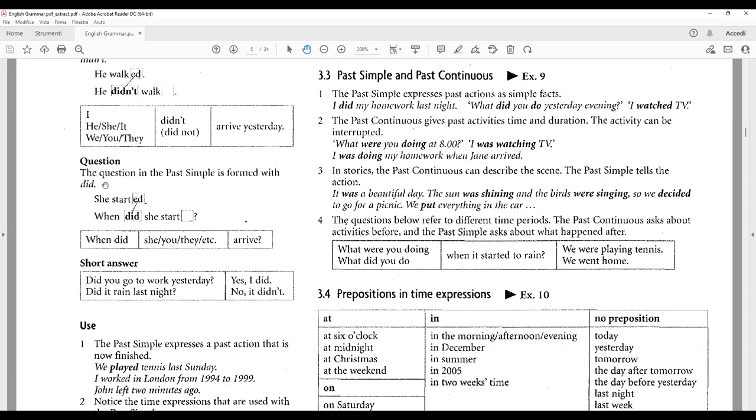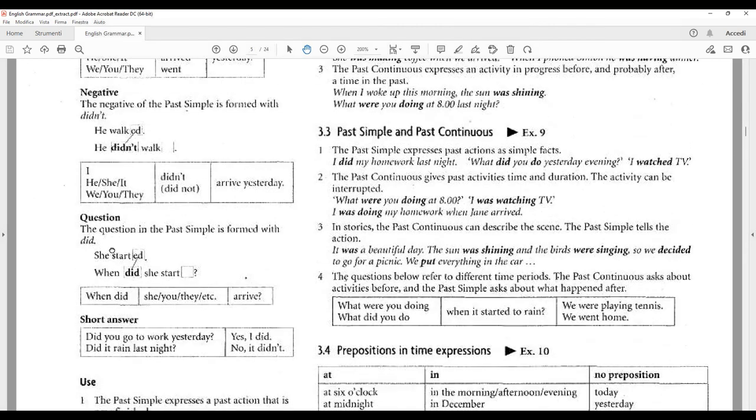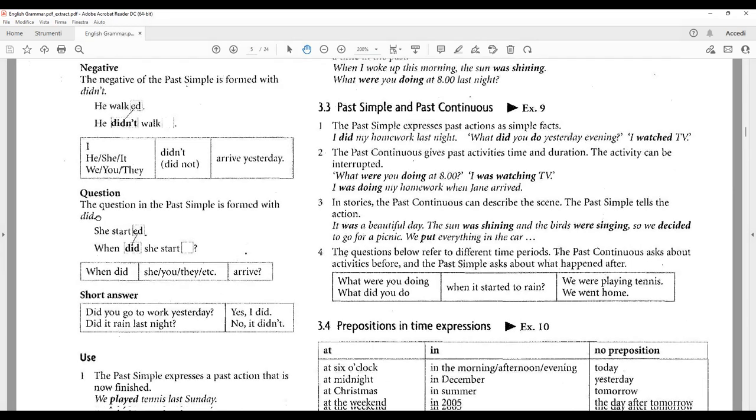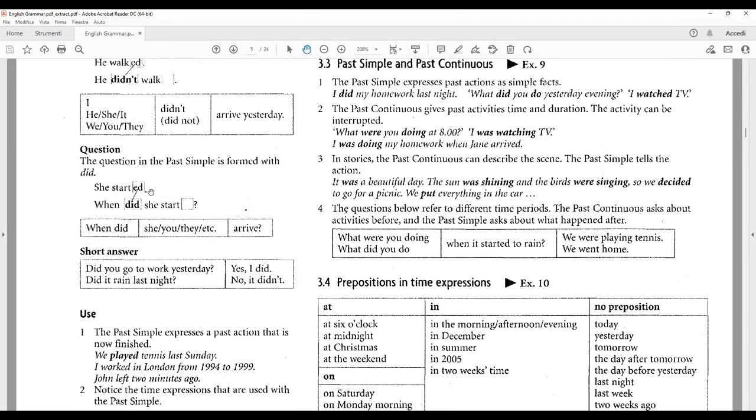Questions. How do we make questions? The questions in the past simple are formed with did. Ok, quindi per fare le domande usiamo nuovamente l'ausiliare did. Quindi she started, lei cominciava. Per fare una domanda, quando cominciò? When did she start? Quindi nuovamente nelle domande non si usa l'ed, ma si usa l'ausiliare did. When did, al posto del do.